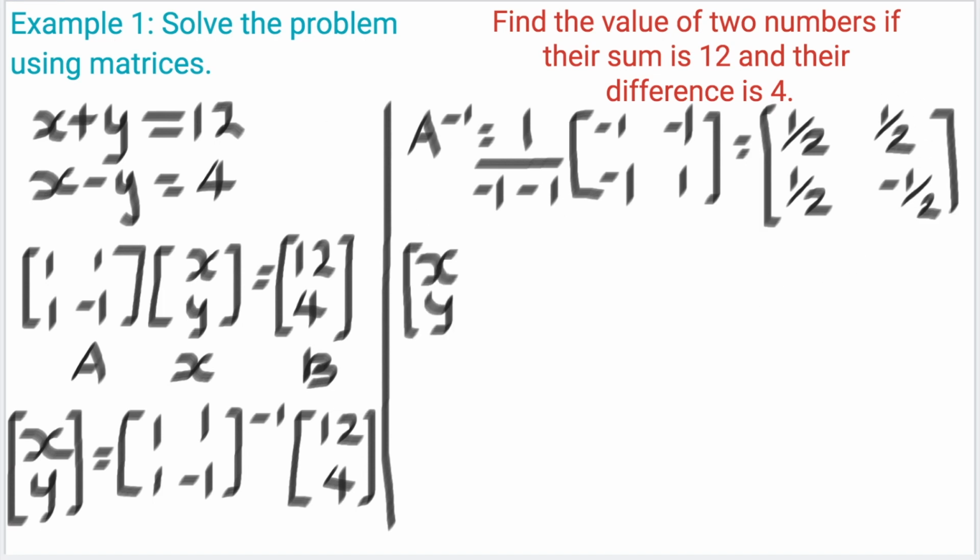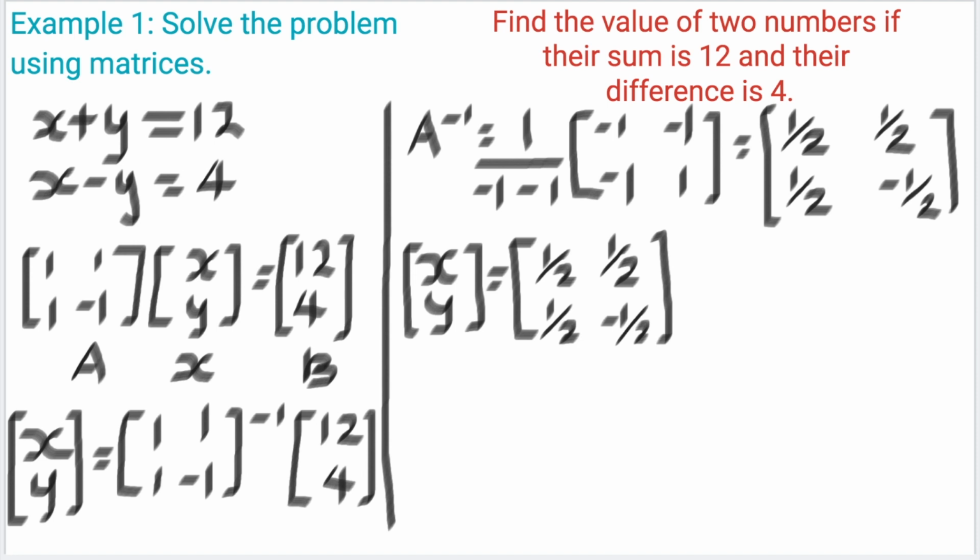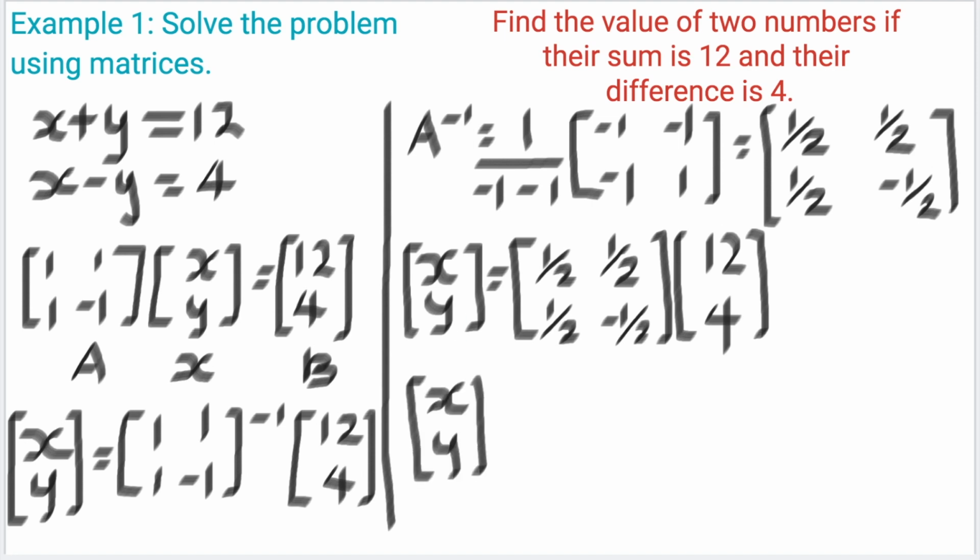Now the final step is to find our solution. We're going to multiply the inverse, which we just calculated, times the matrix B, which is 12, 4. Again, I'm going to use some mental math to figure out what X and Y are, but I'm going to describe the calculations as I do them. The first part is 1/2 times 12, which gives you a 6. 1/2 times 4 gives you a 2. So 6 plus 2 is 8. So 8 goes in the numerator. The second calculation is 1/2 times 12 is 6. Negative 1/2 times 4 is negative 2.